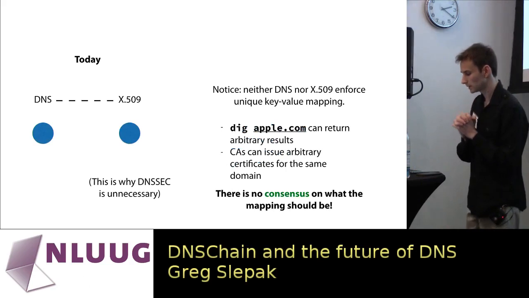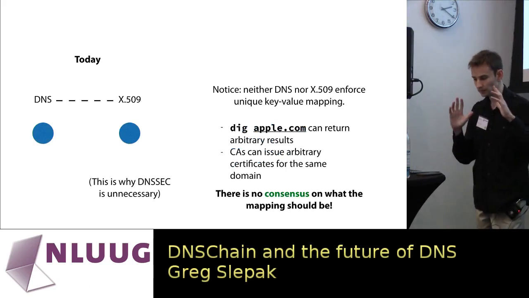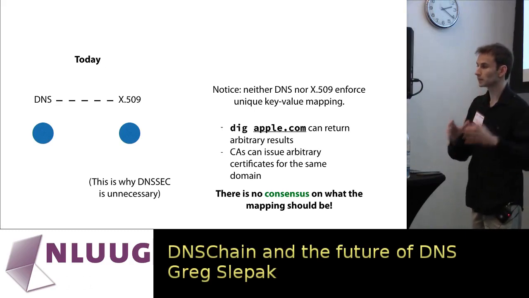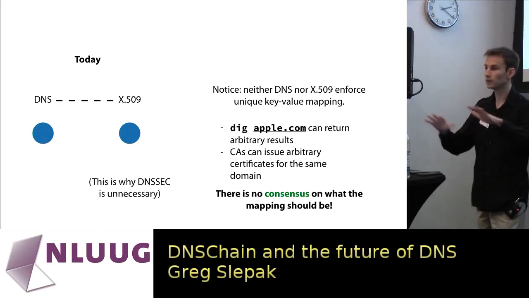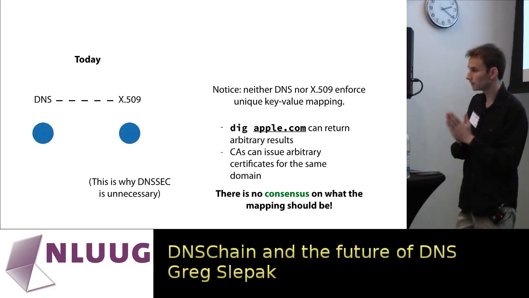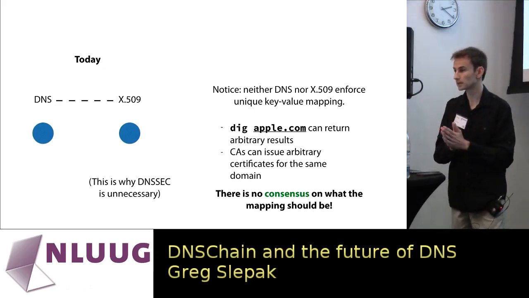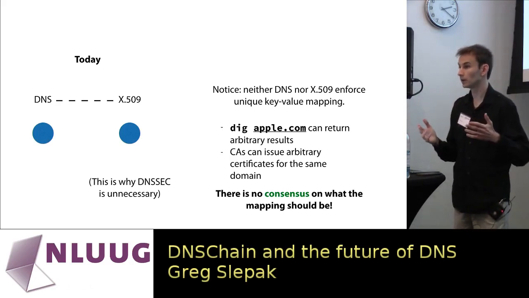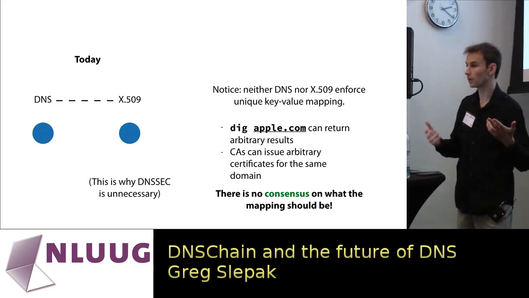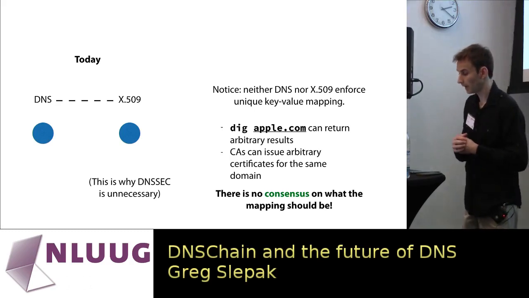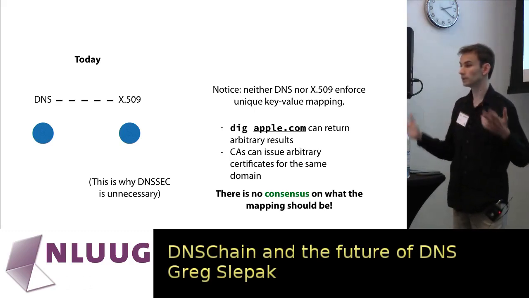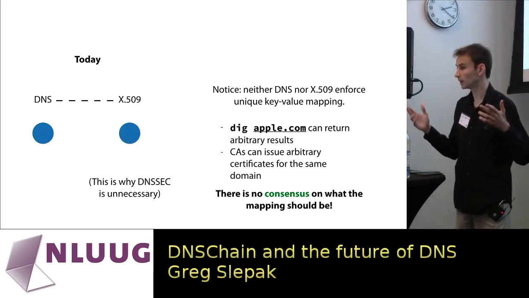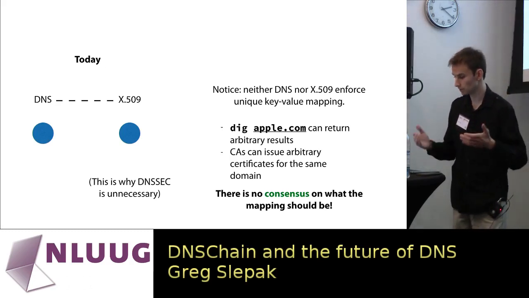This poorly done slide explains why DNSSEC isn't necessary, because effectively both the DNS and X509 are operating within the same namespace. But the problem is that there's no consensus on that namespace. So DNS can return different values for an identifier, and you can issue multiple certificates for the same domain name. So we don't know what these mappings should be.